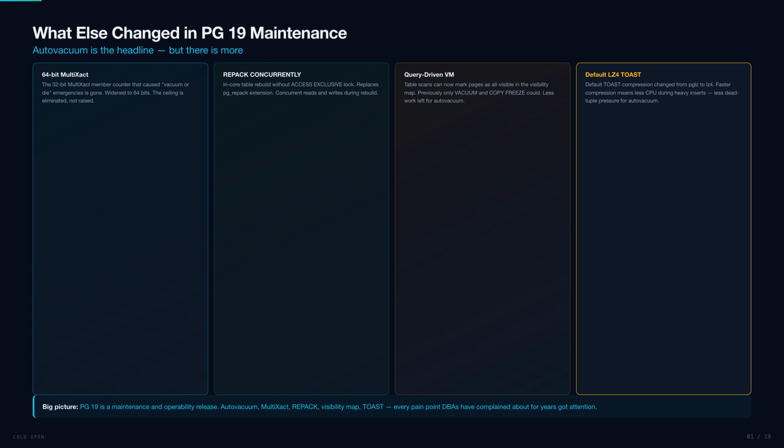Query-driven visibility map. Table scans can now mark pages as all visible. Less work left for autovacuum. Default LZ4 TOAST. Faster compression means less CPU during heavy inserts. Every pain point DBAs have complained about for years got attention in this release.